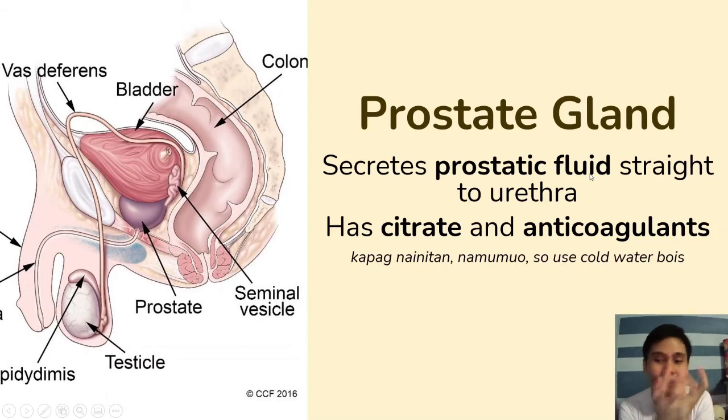So it doesn't really mix with the semen. It just secretes it into the urethra, the final tube leading out of the penis. This prostatic fluid's function is to prepare the urethra for the passage of semen. So it neutralizes any acidity, it washes out any urine, and it has citrate and anticoagulants to make sure that the mucus in your seminal fluid does not make it harden in your urethra. It keeps it fluid and flowing.